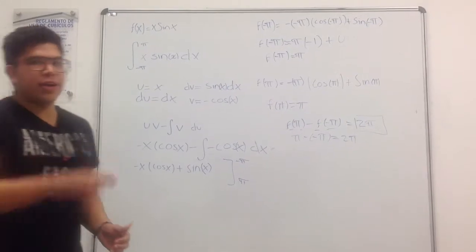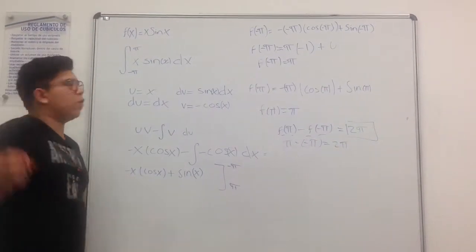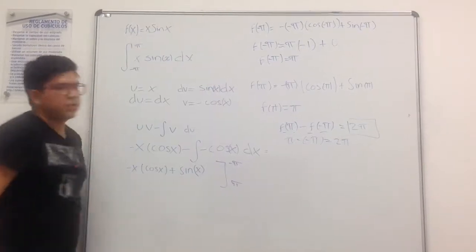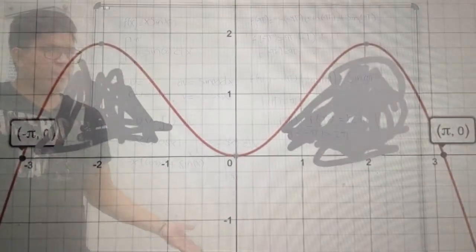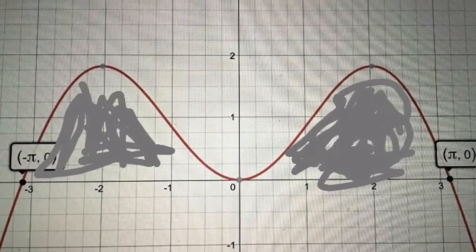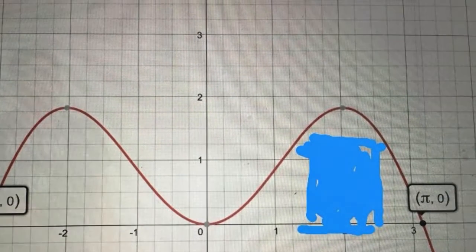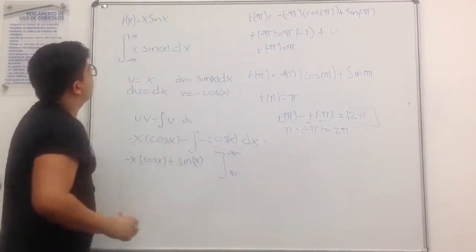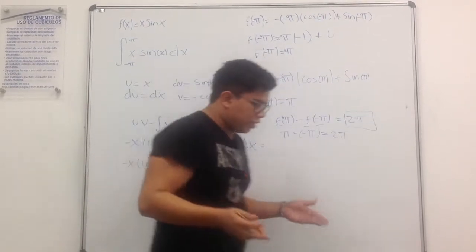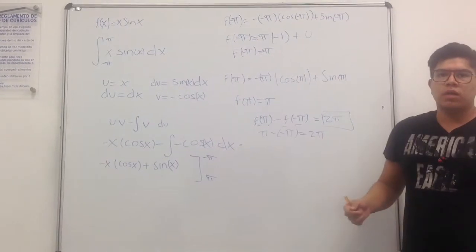So for our project we are asked to get the area under the curve of this function, which is x times sine of x. First we have to graph the function. Then we have to integrate our function, but in order to do that we need to understand which kind of integration we need to apply.